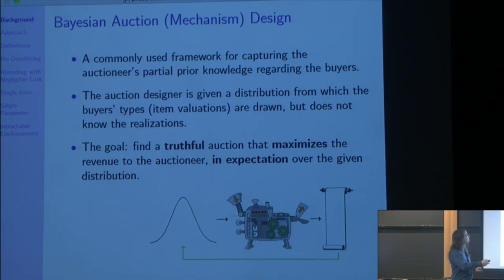So the goal in Bayesian auction design, the Bayesian comes from the distribution that we have on the willingness to pay for the clicker for every buyer that we have. So in the setting, the auction designer is given a distribution for each buyer. You can think about these as a product distribution, so the buyers are independent. And the goal is to find a truthful auction. We're going to get to the meaning of the word truthful soon. To find an auction that maximizes the revenue to the auctioneer in expectation over the given distributions.